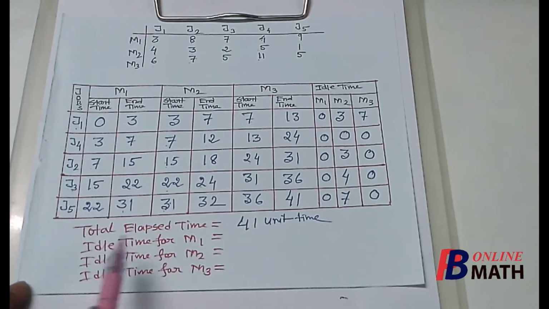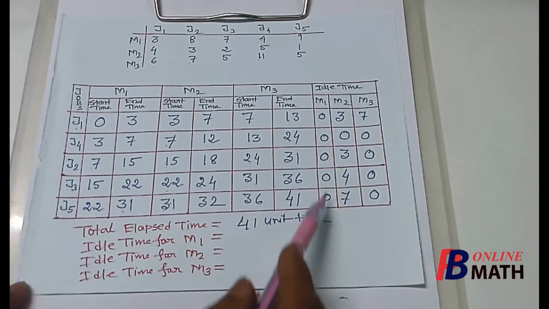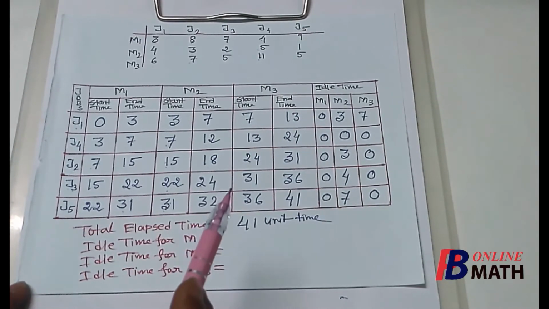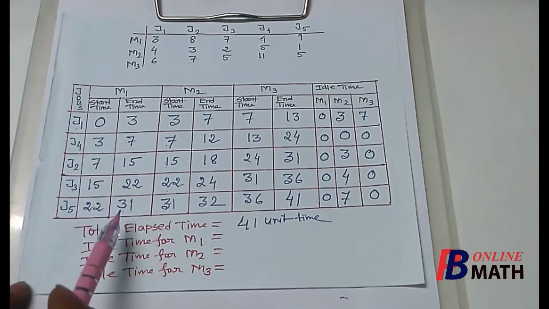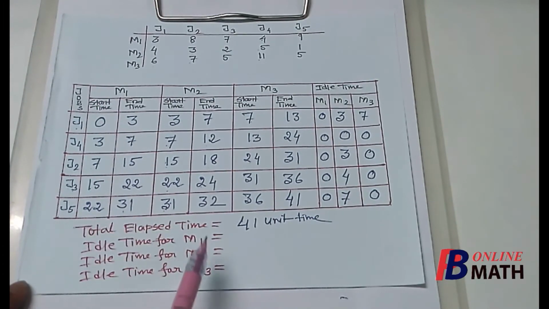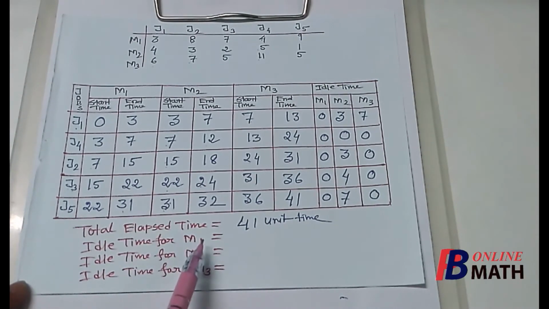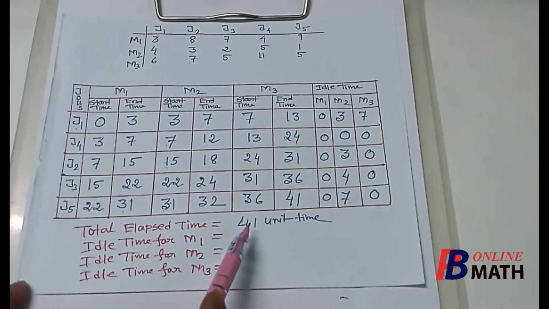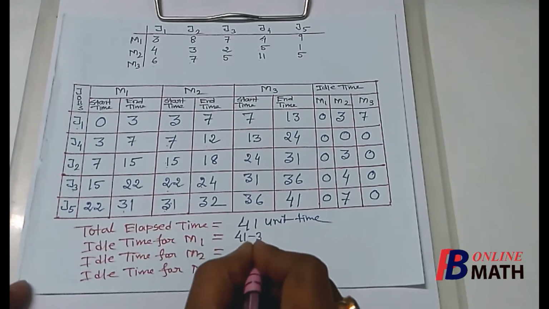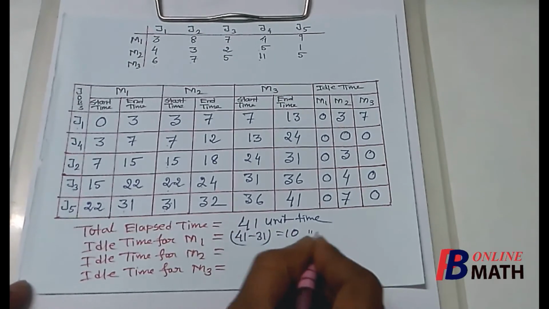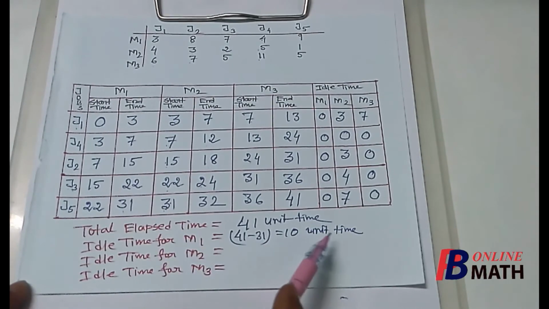Next, idle time for M1. Now here we find that the machine M1 does not remain idle throughout the process, but the machine M1 completes processing the jobs after 31 units of time, but the total elapsed time is 41 units. So the machine M1 remains idle for the last 10 units of time. So the idle time of M1 is 41 minus 31, that is 10 units of time. Therefore the machine M1 remains idle for the last 10 units of time.